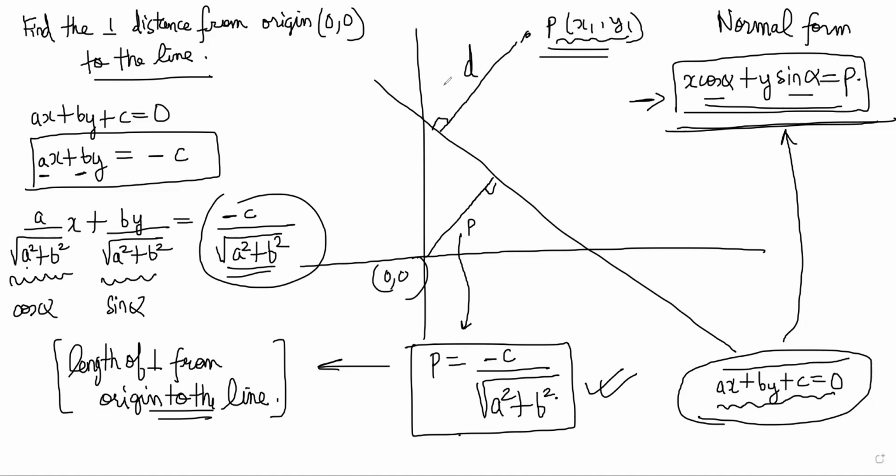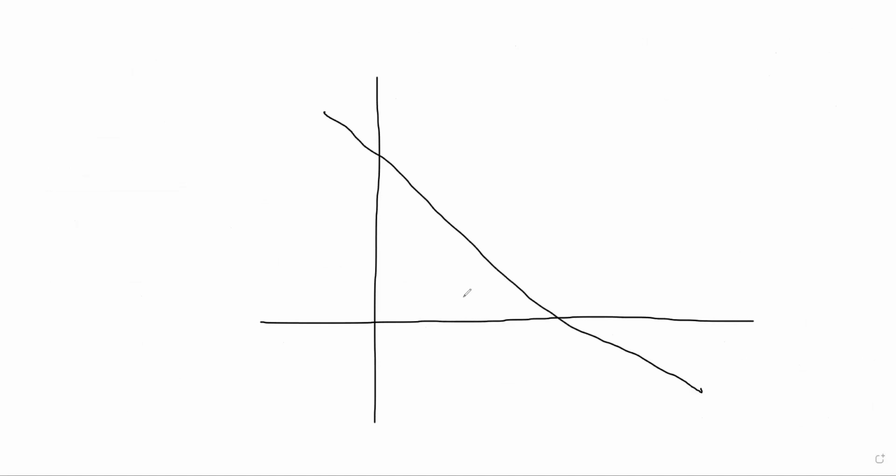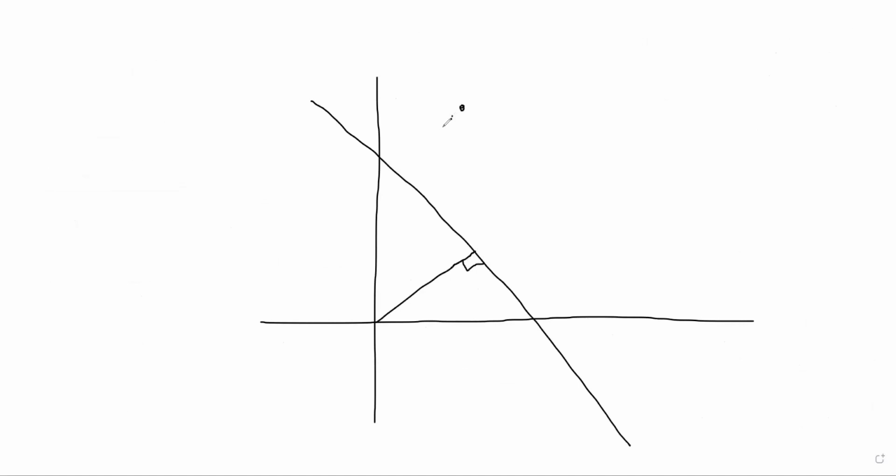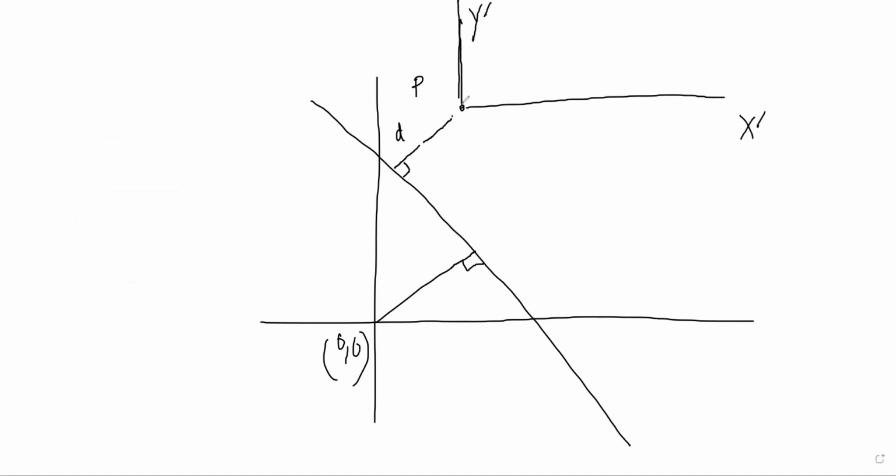Okay, so now what we will do is we'll do a clever trick. I know this perpendicular, I don't know this perpendicular, and this is my point P. So the trick is shift your origin to point P and make it a new y dash and x dash axis, right? And now this P is my origin, okay?